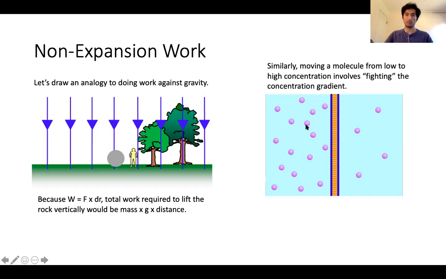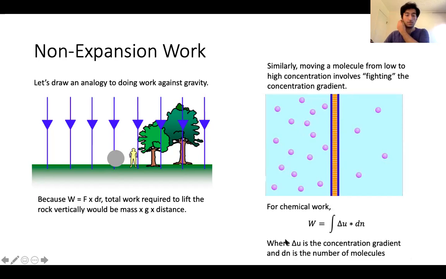We'll discuss chemical potential in more detail later on in the tutor session. But for right now, just remember that if you're trying to move something across a concentration gradient, it's almost like you're encountering resistance in the same way that you would if you were trying to lift a rock into the air. In class, you saw that the way to formally calculate the amount of work required to move something along its concentration gradient is given by this expression here, where delta U is the chemical potential or the concentration gradient, and dN is the number of molecules that you're trying to move. Anyone have any questions so far?